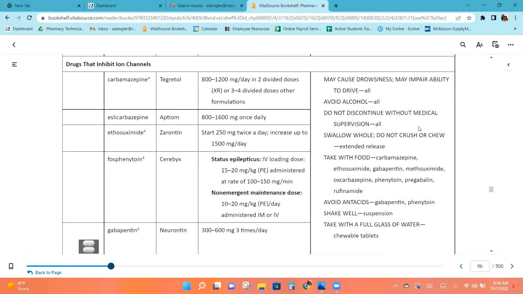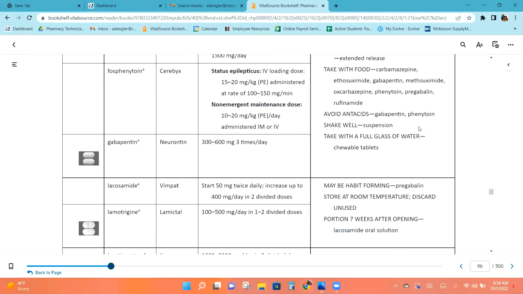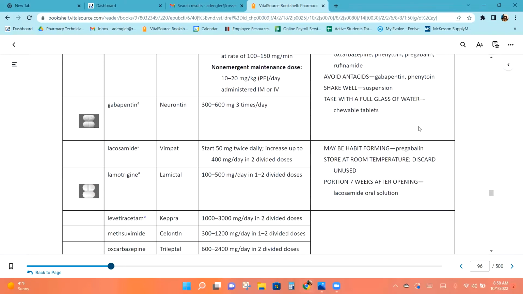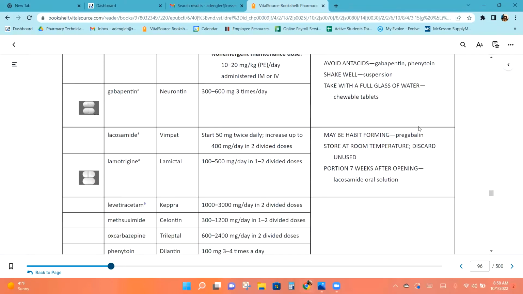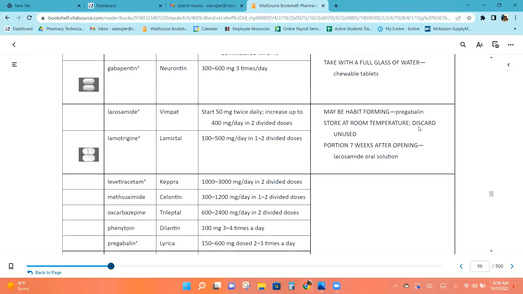List the ones that should be taken with food. Gabapentin and phenytoin should be taken with avoidance of antacids. All suspensions that are liquid should have the auxiliary label shake well, and chewable tablets should be taken with a full glass of water. Pregabalin can be habit forming.